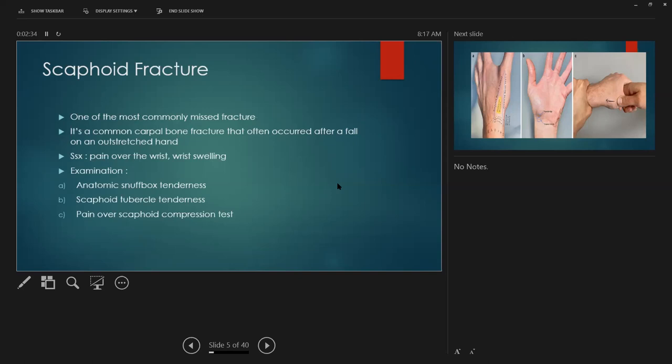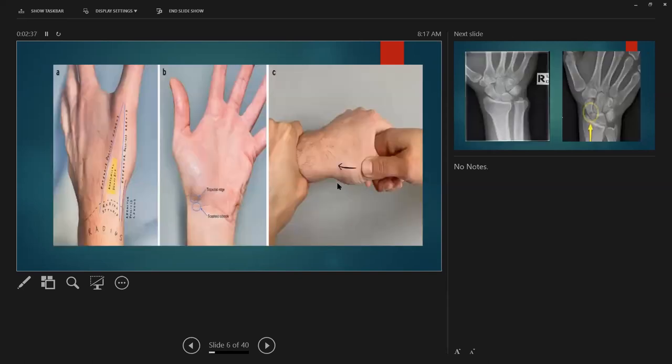First is anatomical snuff box tenderness. You can look at the first picture, picture A. The anatomical snuff box is this triangular depression on the dorsal side of your hand at the base of the thumb. The radius and the scaphoid articulate deep to your snuff box to form the wrist joint. So this is the area we focus on. In the event of trauma, this is a common area where fracture will happen. You can try to press on this anatomical snuff box. If the patient develops tenderness, it is highly suggestive of scaphoid fracture.